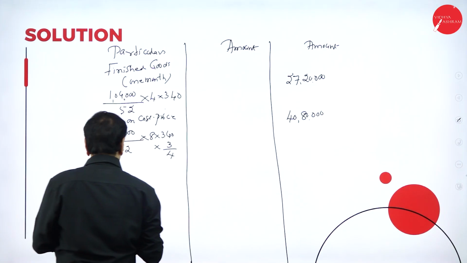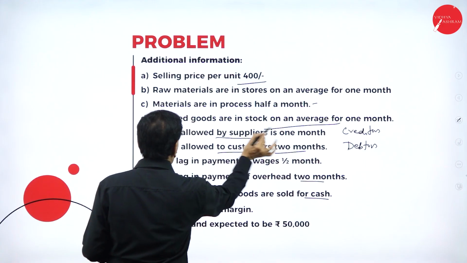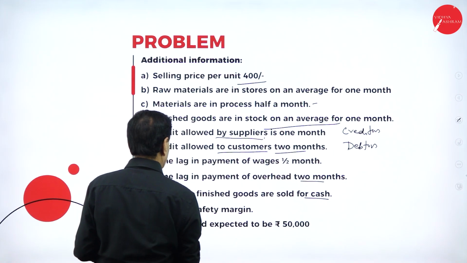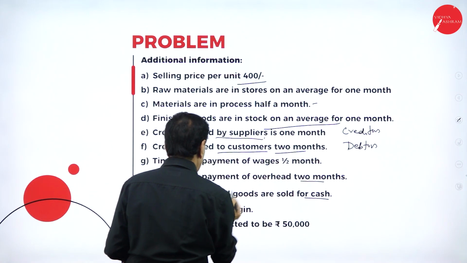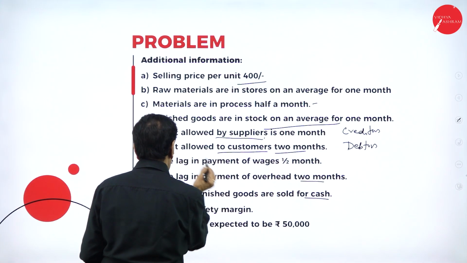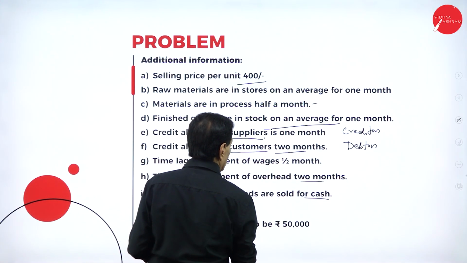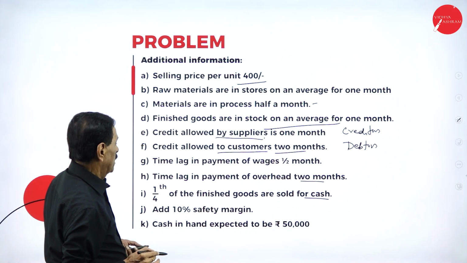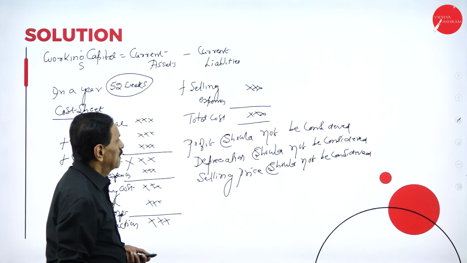This is your debtor. Raw material over, work in process over, finished goods over, credit allowed to customer over. Time lag in payment is a liability. This 1/4 over, credit allowed to customer 2 months over. So cash in hand 50,000. You have to add.